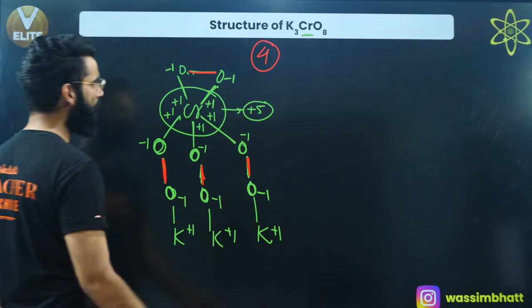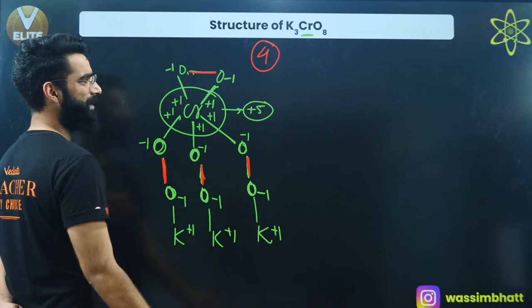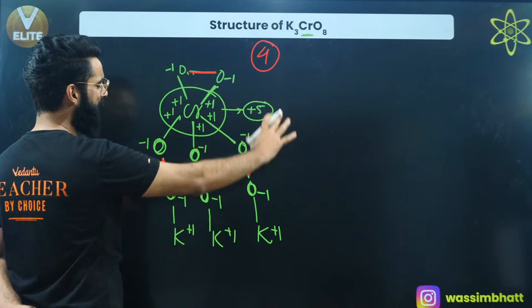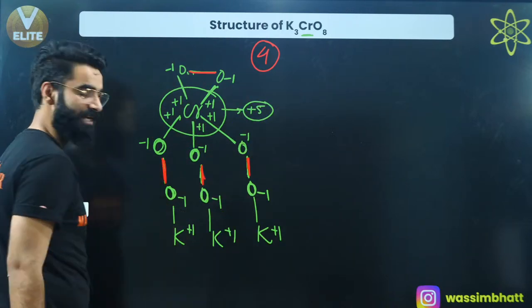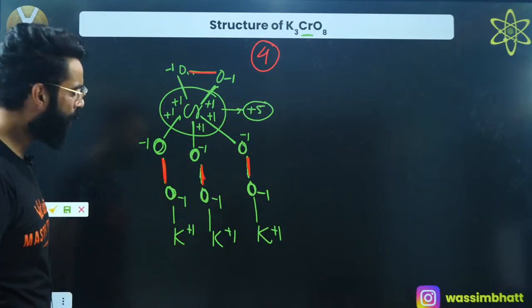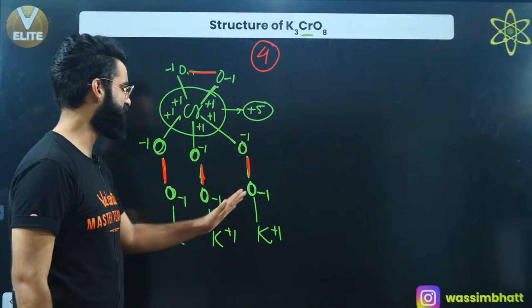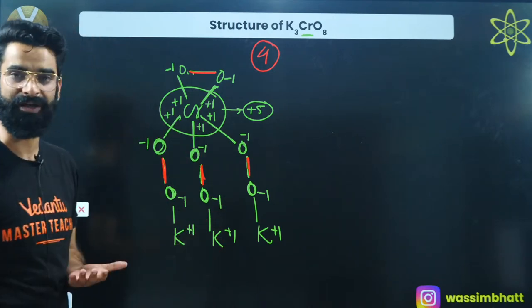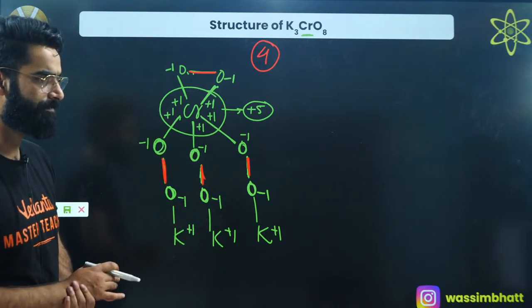If I ask you how many oxygen atoms are there which carry -2 charge, there is no oxygen atom in case of your K3CrO8 which carries -2 charge. All the 8 oxygen atoms in case of your K3CrO8, they carry what? They carry -1 charge, right?